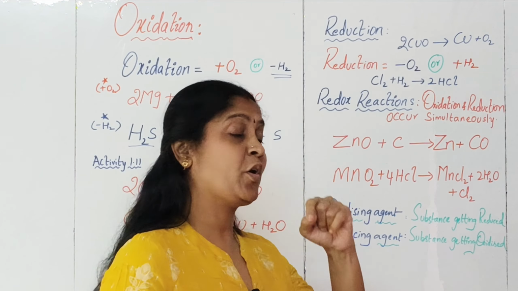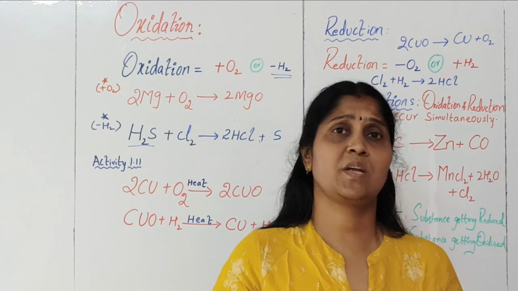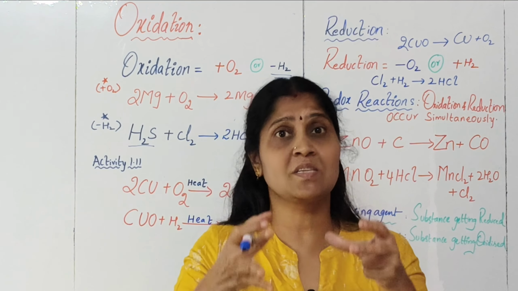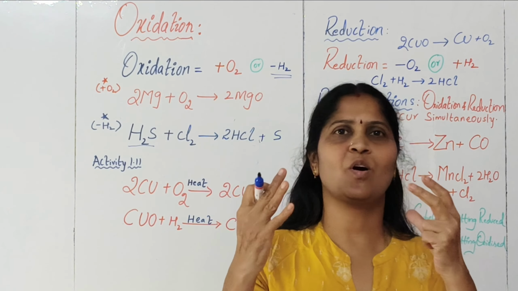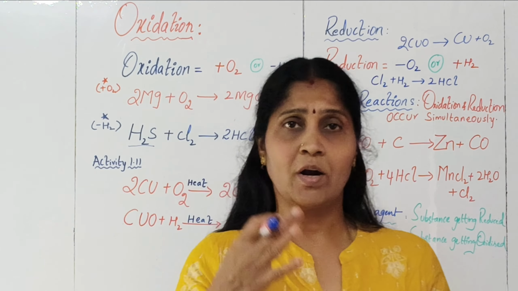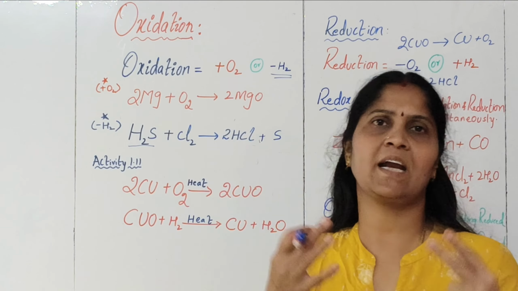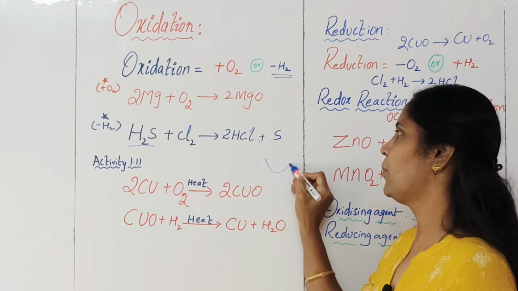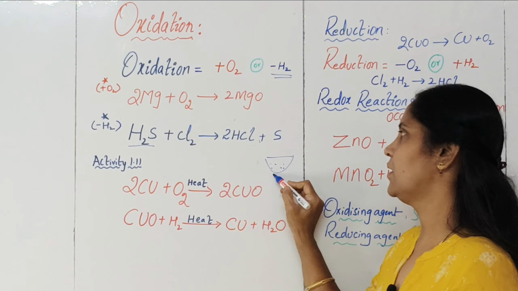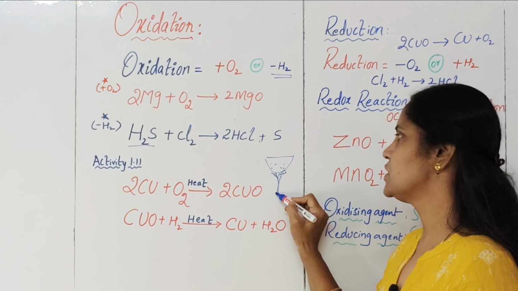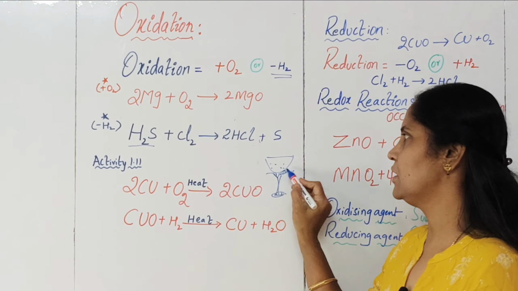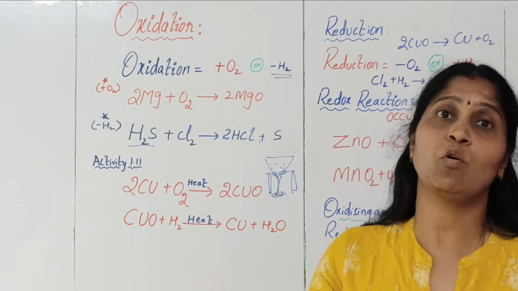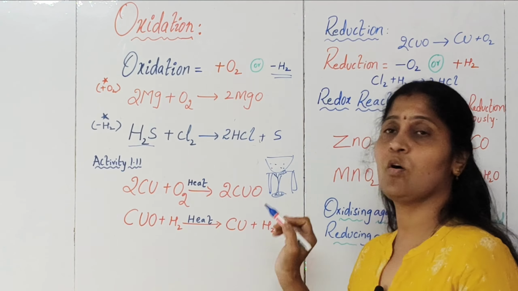Then next, talking about redox reactions. What are redox reactions? The reactions in which both oxidation and reduction reactions take place simultaneously are called redox reactions. To understand redox reactions, we have an activity that is depicted in your CBSE books, wherein you take copper in a china dish, and then heat it with the help of the Bunsen burner flame. When you heat this, what will happen? Copper will combine with oxygen and it will form copper oxide.